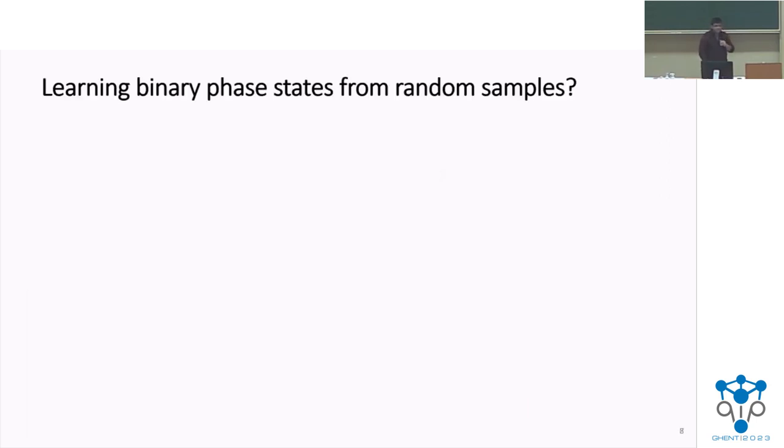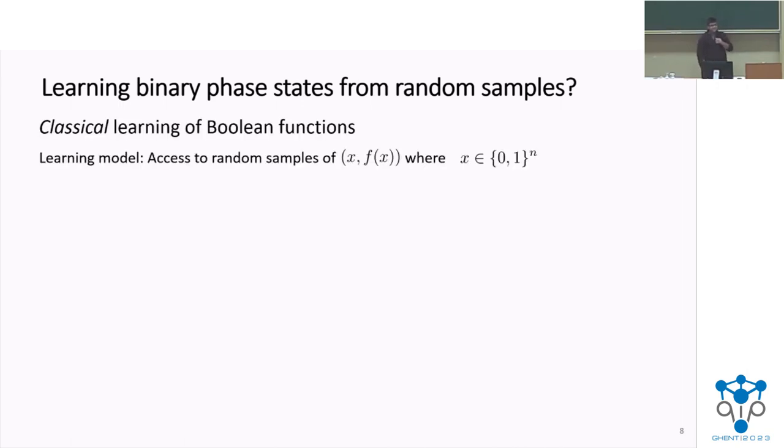All right, so now back to learning binary phase states. The first question we want to ask is, can we learn these from random samples? This is motivated by the classical learning literature on Boolean functions, where the typical learning model is that you have access to random samples of (x, f(x)), where x is some n-bit binary string.